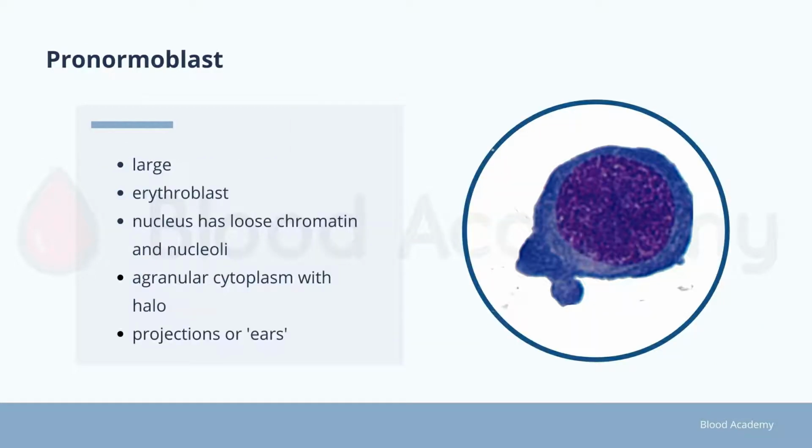The pronormoblast is the largest of all erythroid precursors and is also known as an erythroblast. It has a centrally placed nucleus with loose chromatin structure, often with the presence of nucleoli. The cytoplasm has a deep blue color and lacks granules. A perinuclear halo may also be seen. Some cells may also exhibit cytoplasmic projections that resemble ears.